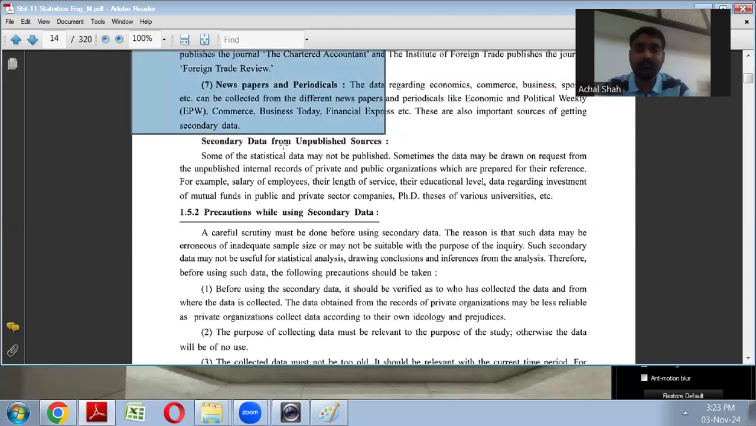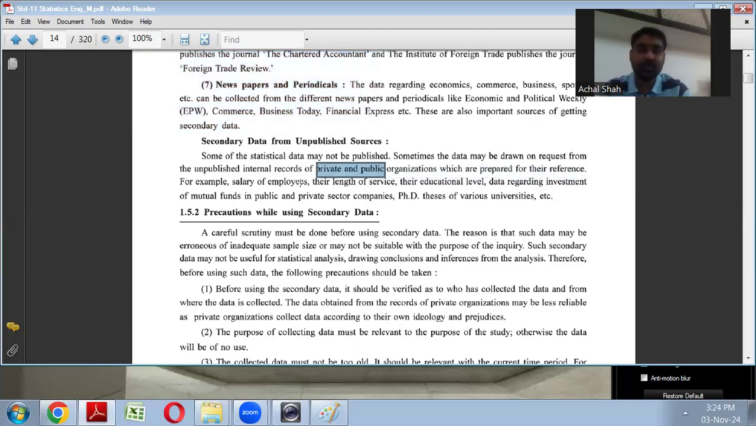And second, secondary data from unpublished sources means they are not published, but as I told you, some private or any public organization, meaning government organization, have prepared the reports for their own reference. They have not kept it for public purpose.